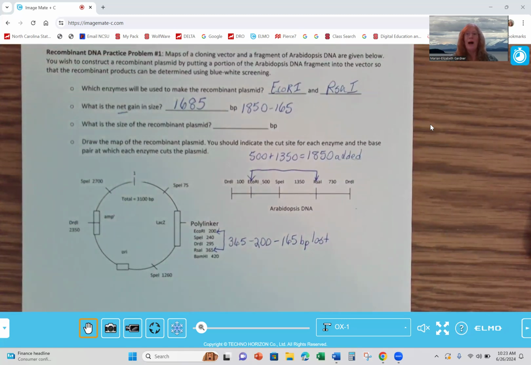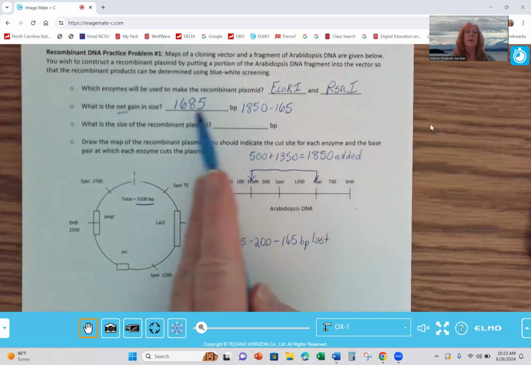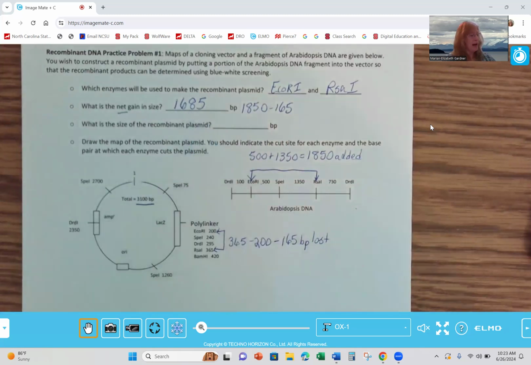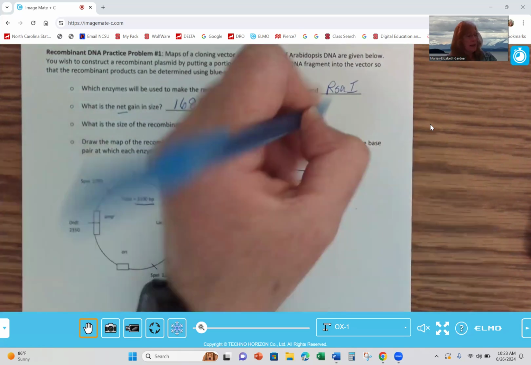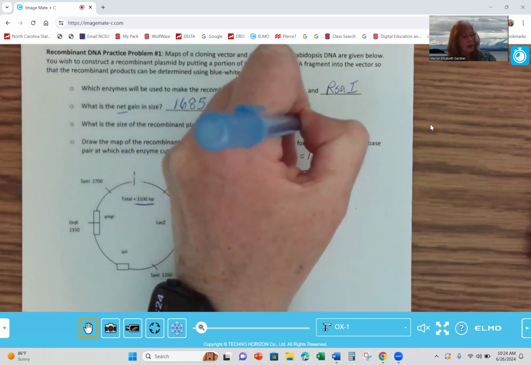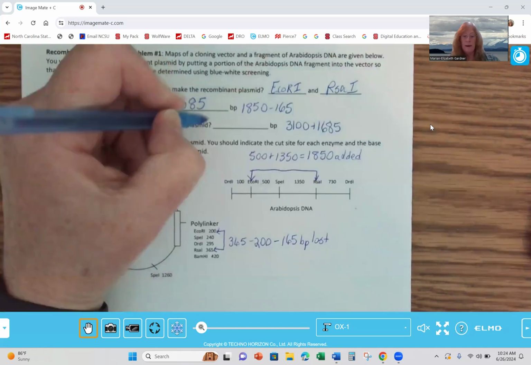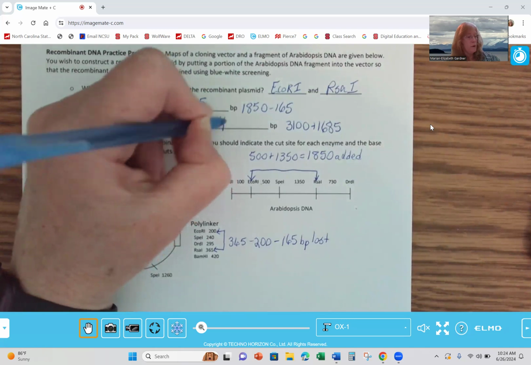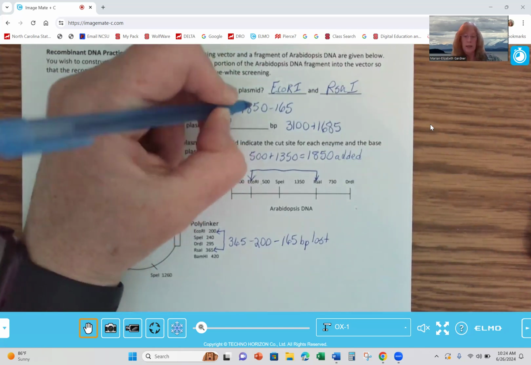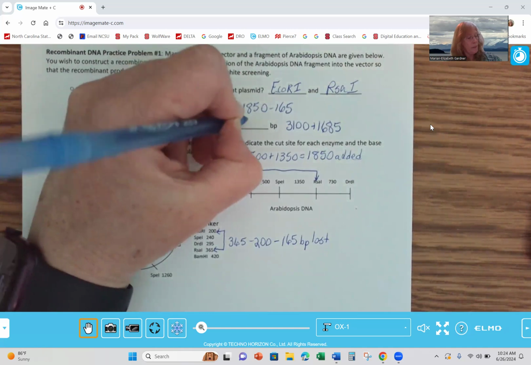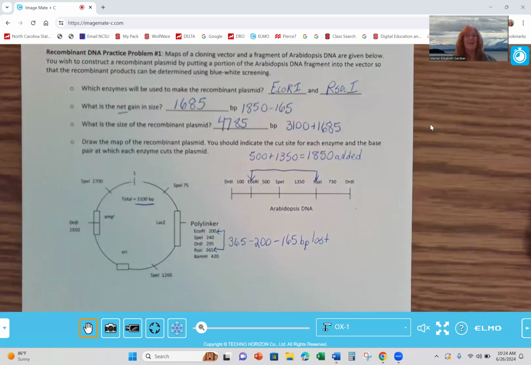What's the size of our recombinant plasmid? The size right here is my initial plasmid size, 3,100 base pairs. And then I added some and lost some, so I have a net gain of 1685. So my final size is the original 3,100 plus my net gain, 1685. And that's going to be 4,785. Okay.